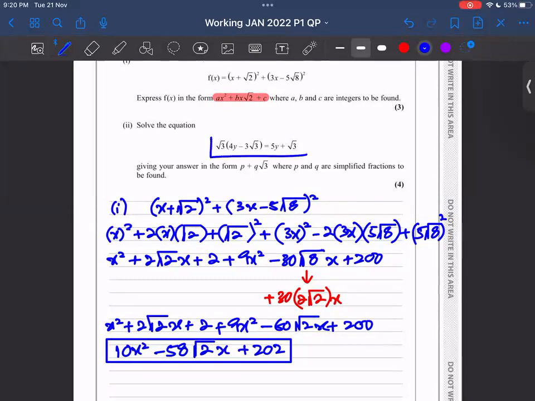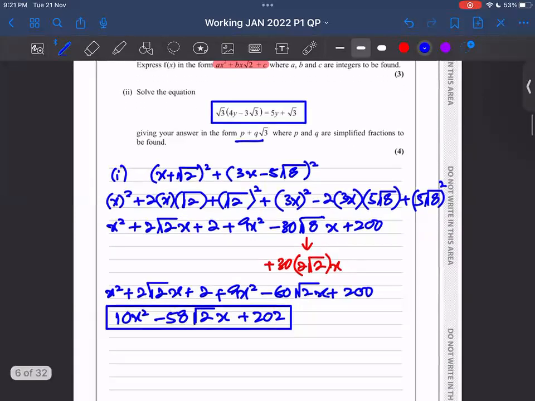Now they are saying solve this equation. Give your answer in the form p plus q root 3. Solve means to find out the value of the unknown. What is unknown over here? y is unknown over here. So I'm going to copy this.